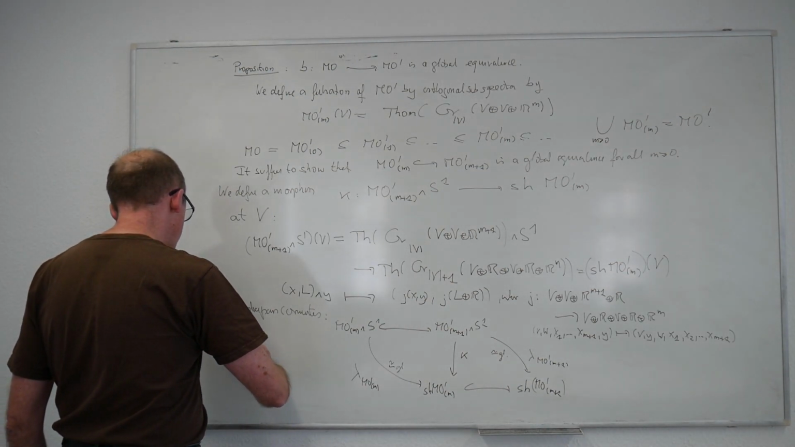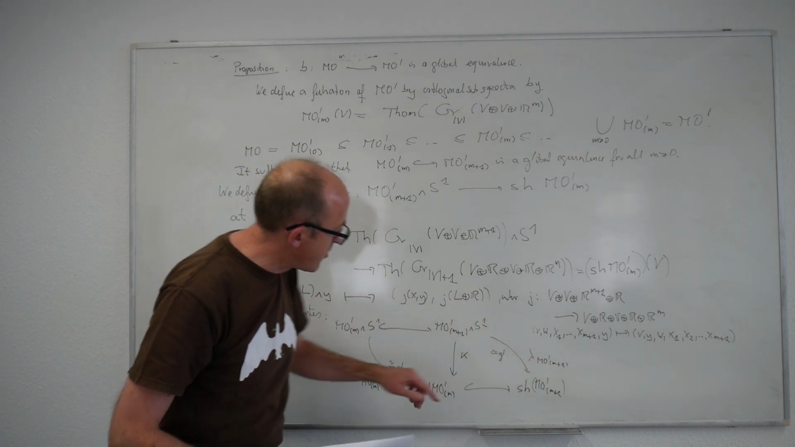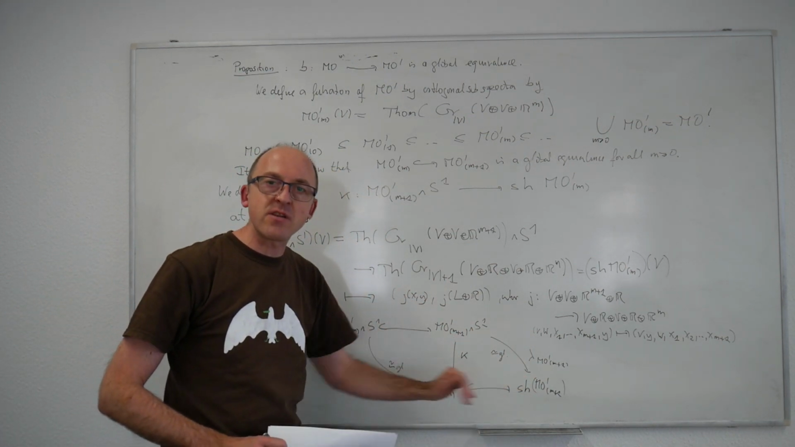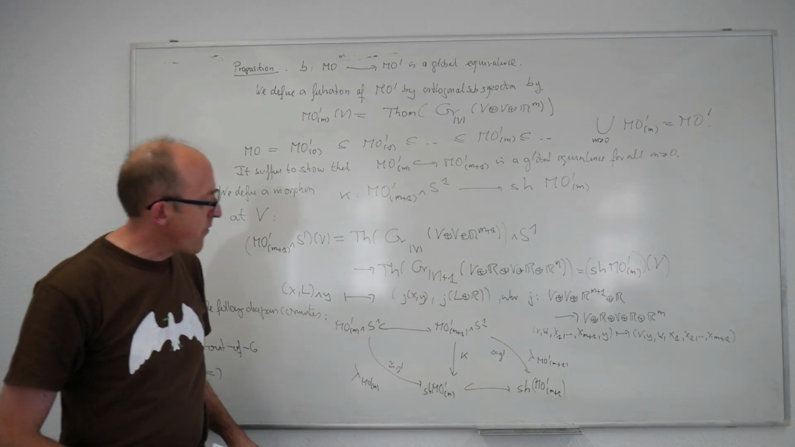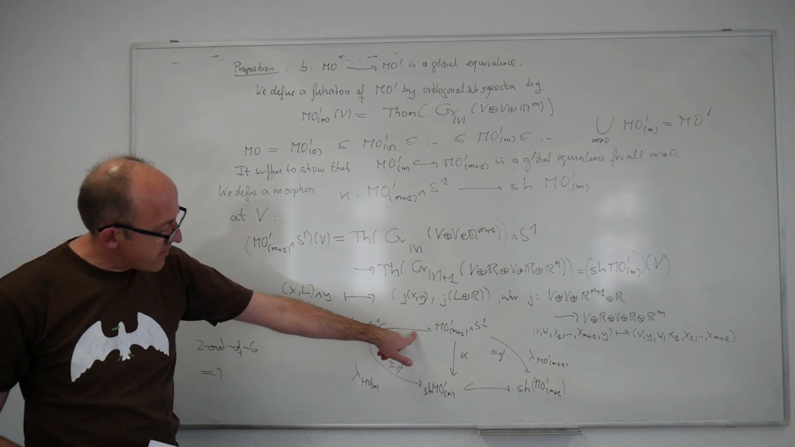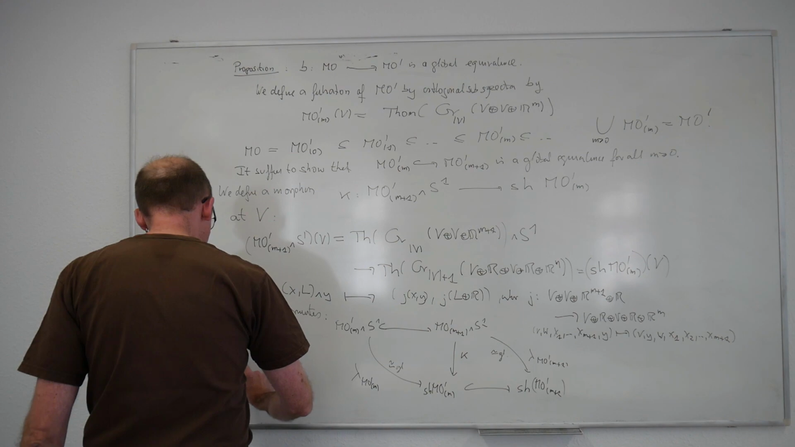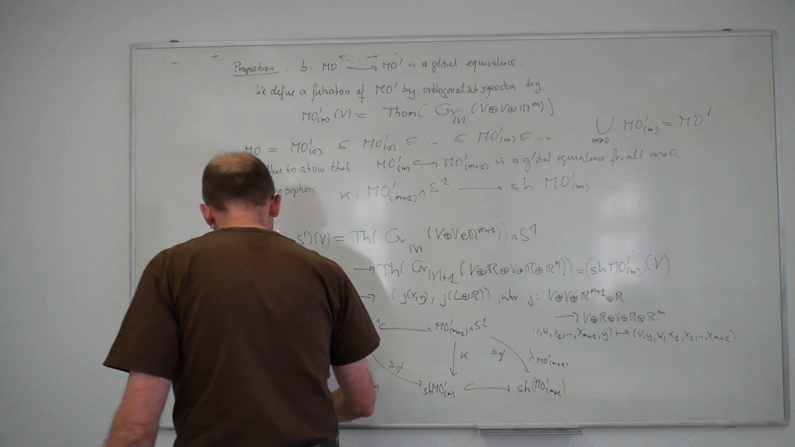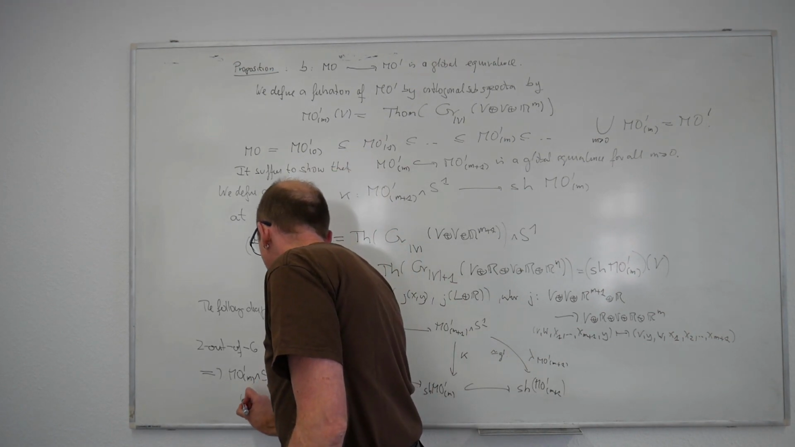2 out of 6. And this implies, if this is a global equivalence and this is a global equivalence, all the other three morphisms are global equivalences too. This one is, this one is, this one is. The one that I'm particularly interested in is this one. So in particular, MO'(M) smash S1 included into MO'(M+1) smash S1 is a global equivalence.